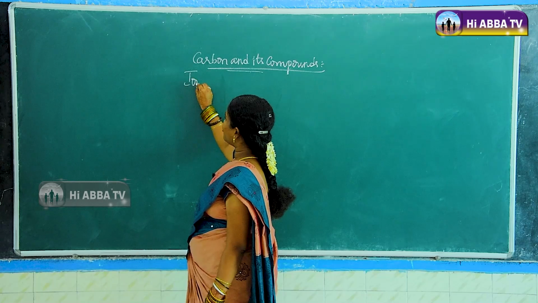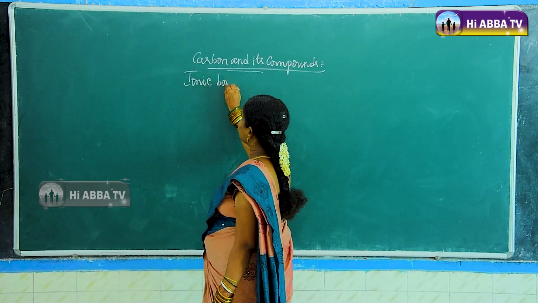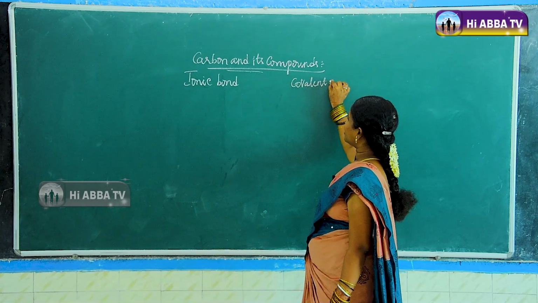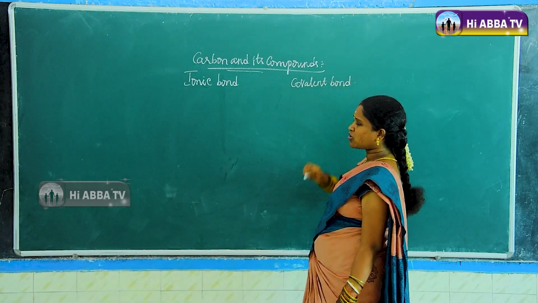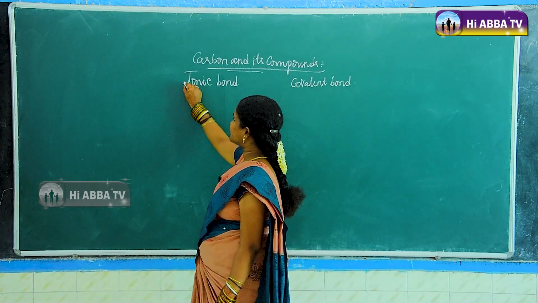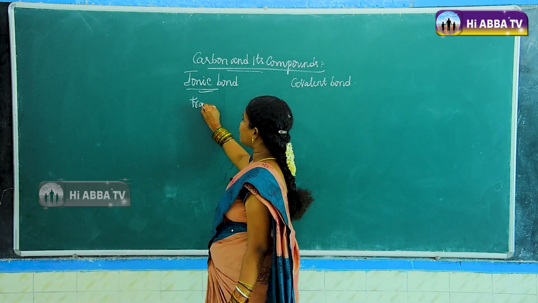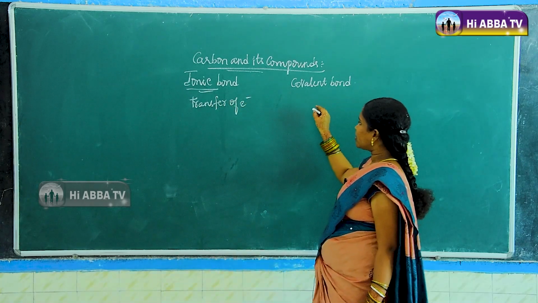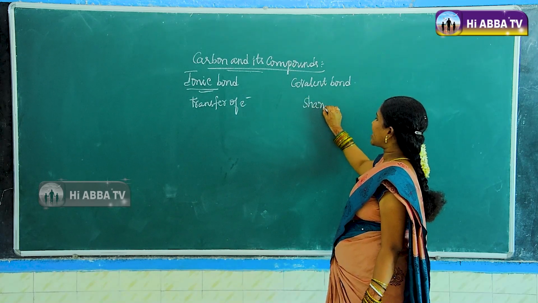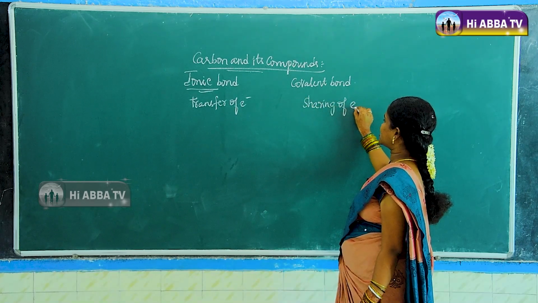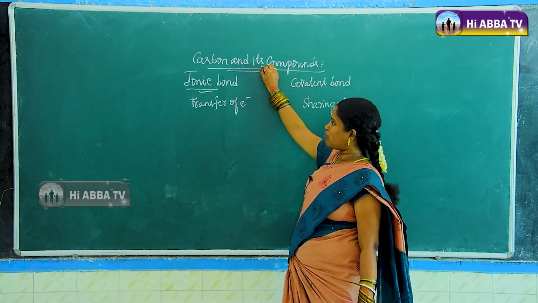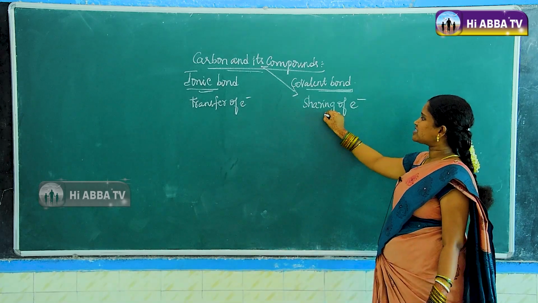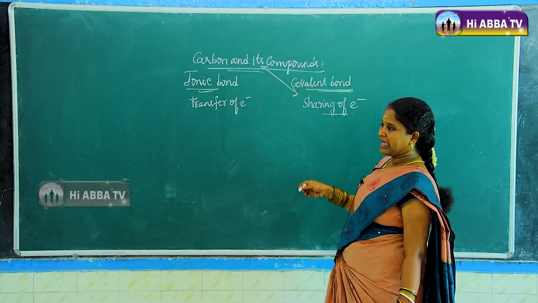First topic, before going into the chapter, we want to know what is an ionic compound and what is a covalent compound, or ionic bond or covalent bond. Ionic bond is nothing but transfer of electrons, whereas in a covalent bond, sharing of electrons takes place. Since in carbon and its compounds we will be concentrating more on covalent bonds, that is sharing of electrons will be taking place.